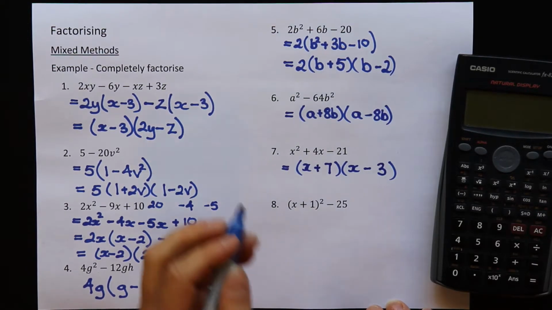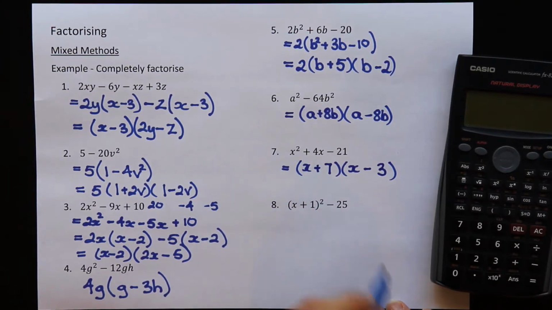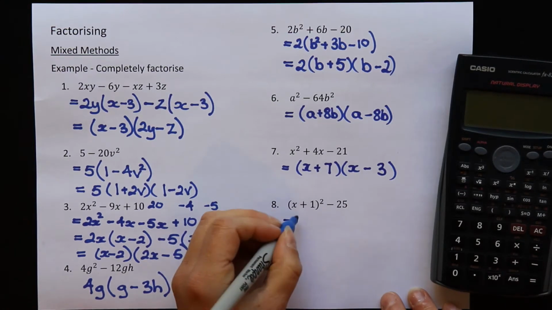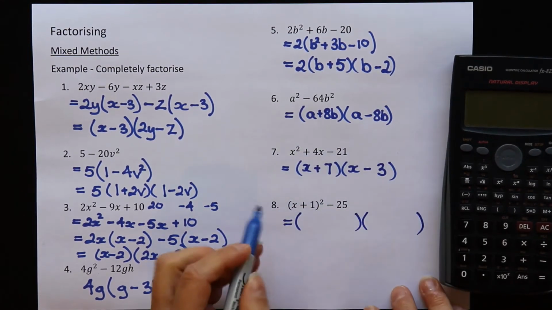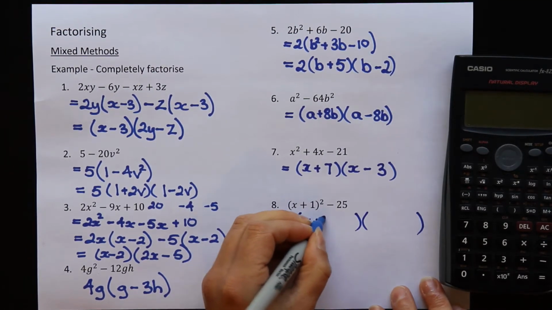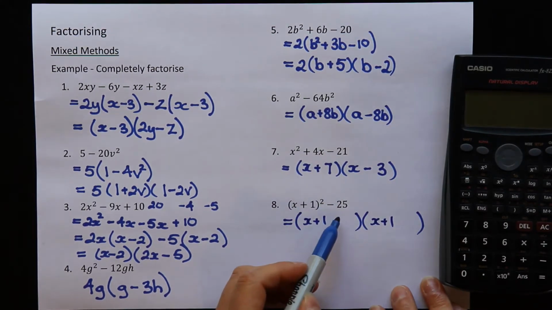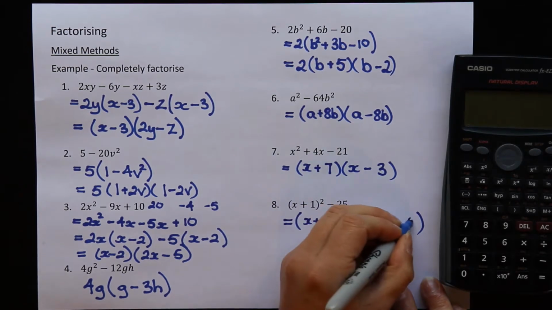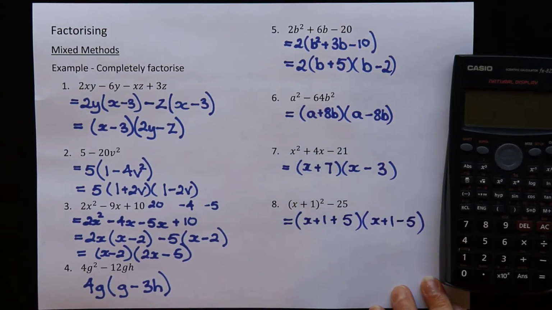Question 8. Something squared and another thing that can be square rooted. This is a difference of 2 squares, just a slightly more complicated type. So here's my double bracket. If I square root x plus 1 all squared, I would just have x plus 1. That goes at the beginning of each bracket. Square root of 25 is 5. That goes at the end of each bracket. I will have a plus in one and a minus in the other.